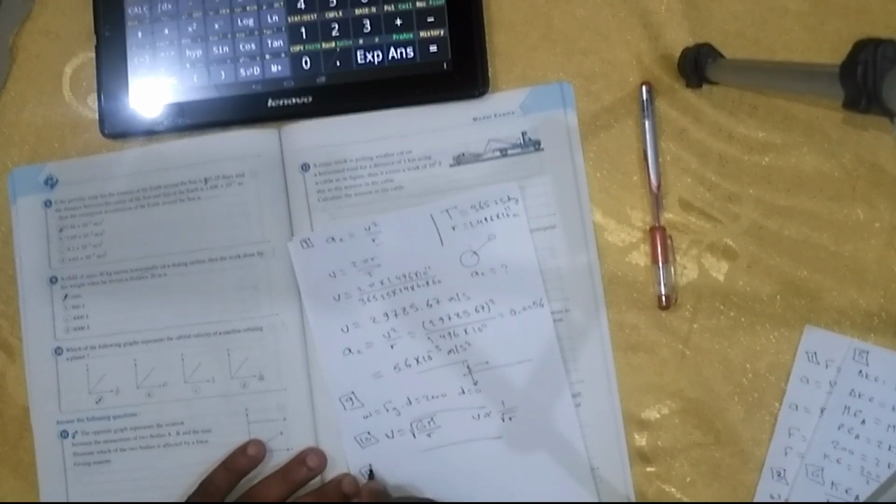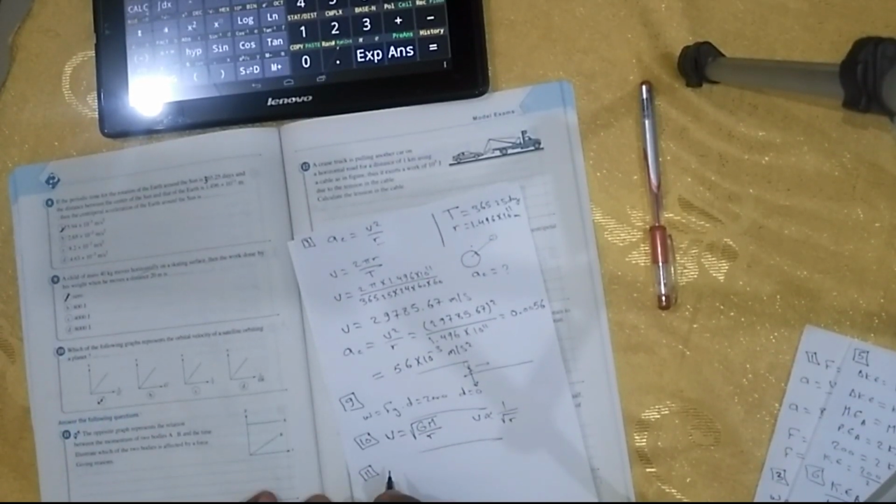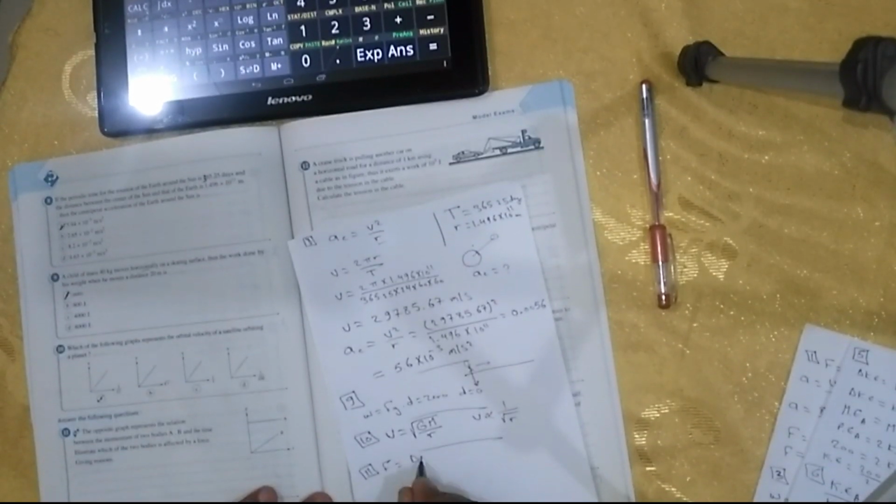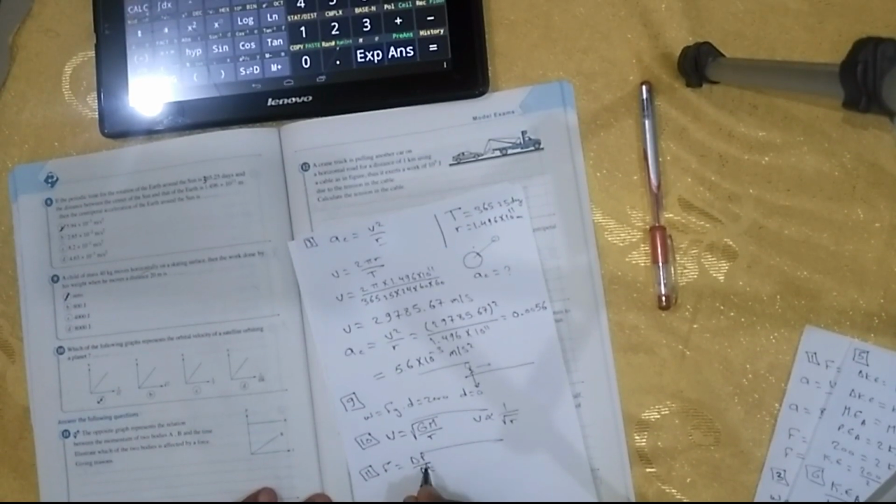11. The opposite graph represents the relation between the momentum of two bodies, A and B, and the time. Illustrate which of the two bodies is affected by a force. When a force acts upon an object, it should change its momentum, as F equals delta P over delta T. So momentum should change. Delta means change.